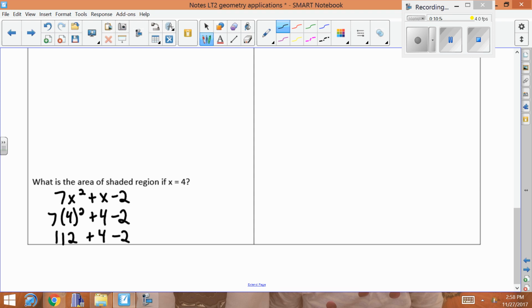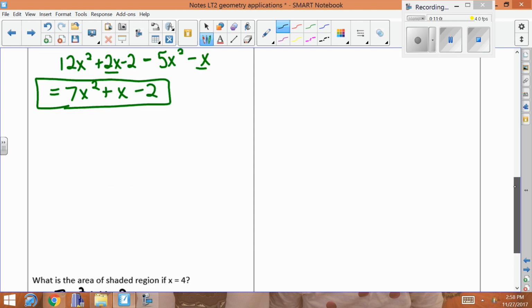And 112 plus 4 minus 2, we get 114. Now, it doesn't label it as anything. It's not inches or centimeters. We don't really know, so just square units. You can just leave it as 114 right now.